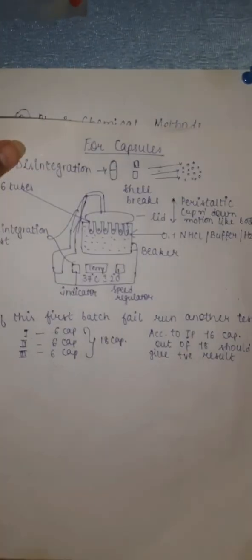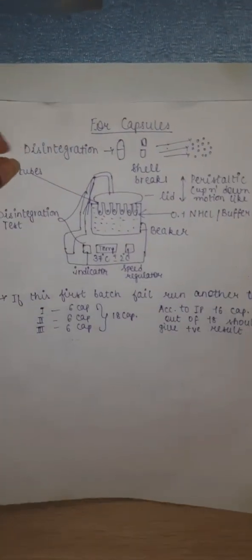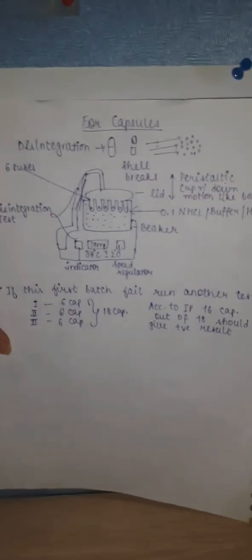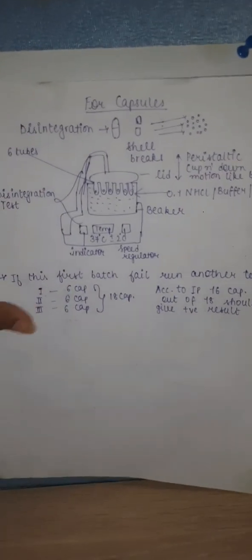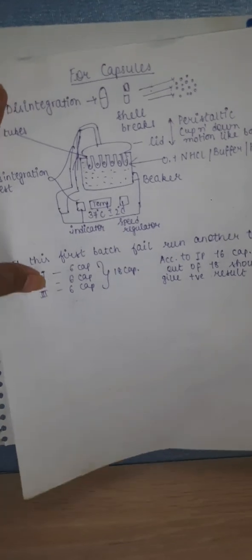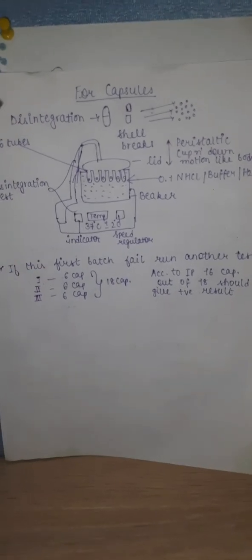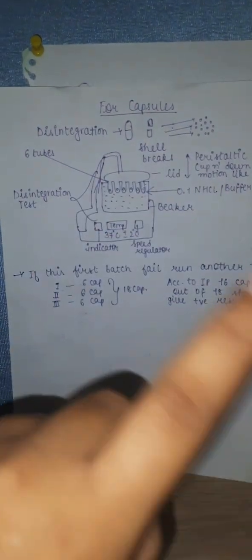So for the capsules, we will see the disintegration time. For tablets, we had the dissolution time. For capsules, we'll have the disintegration time. What does disintegration mean? To slowly break down into small particles and separate.